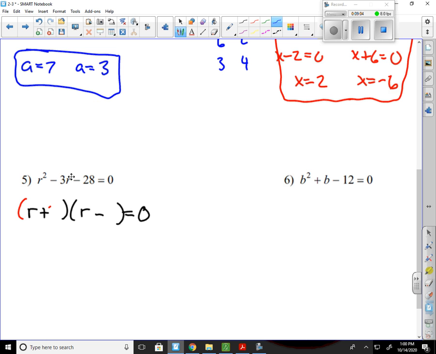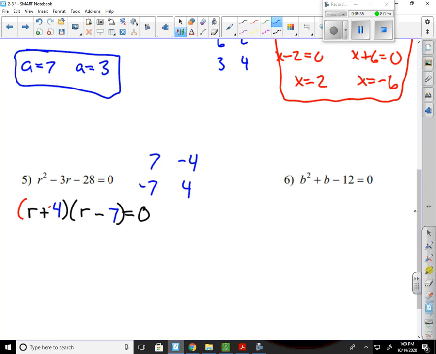7 minus 4 is 3. So if I did 7 and minus 4, that's 3. Right number, wrong sign. If you end up with the right number and the wrong sign, flip which one is negative. Minus 7 and positive 4. 4 minus 7 gives us negative 3. So I know the 7 goes with the minus, the 4 goes with the plus.